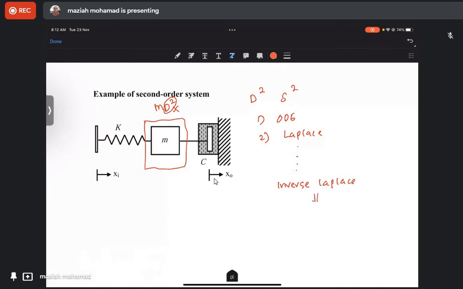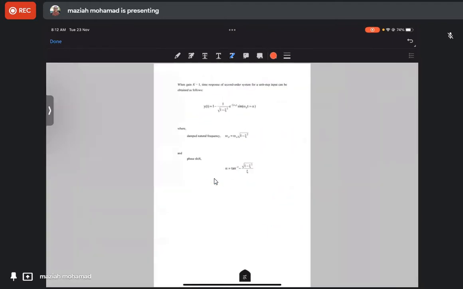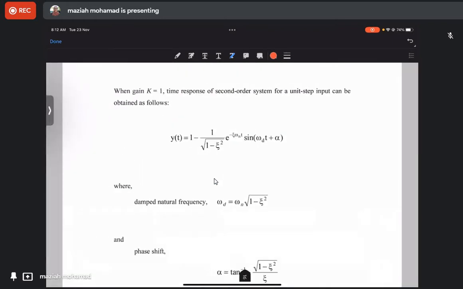Okay, so we get the y(t). The y(t) is the function in time that will explain the behavior of the system. Okay, so we're not going to do that for the second order.